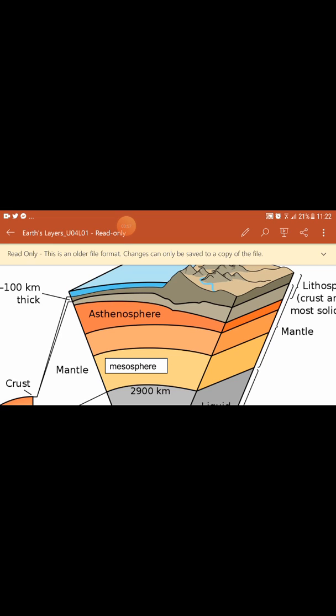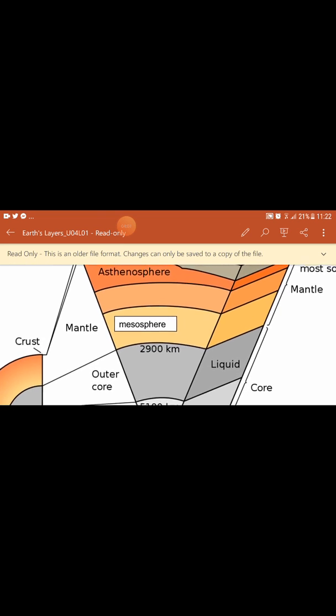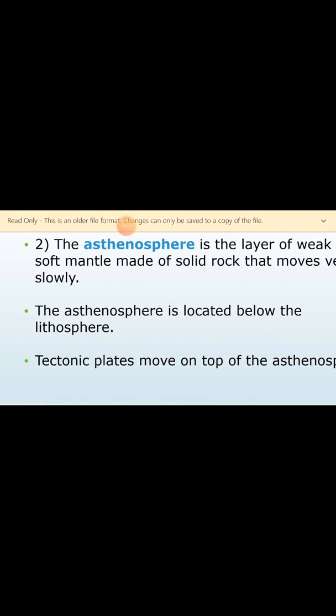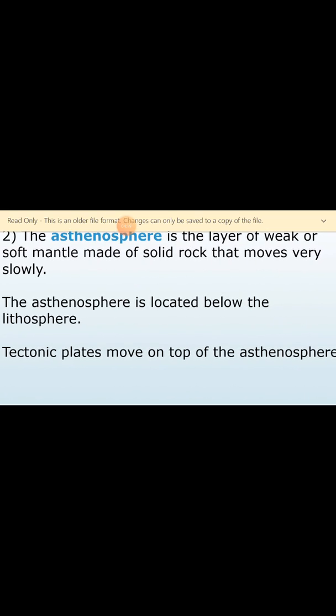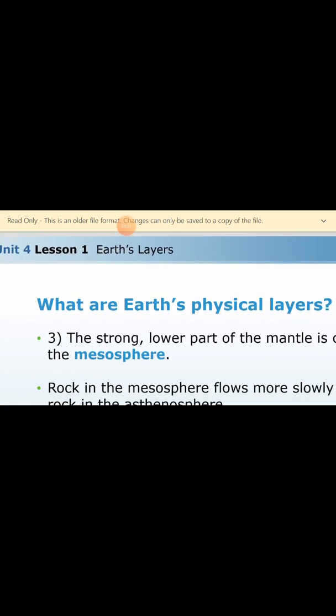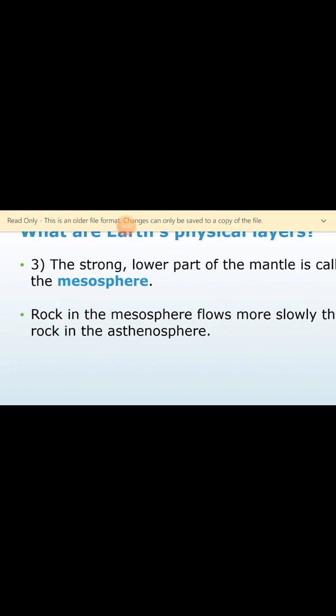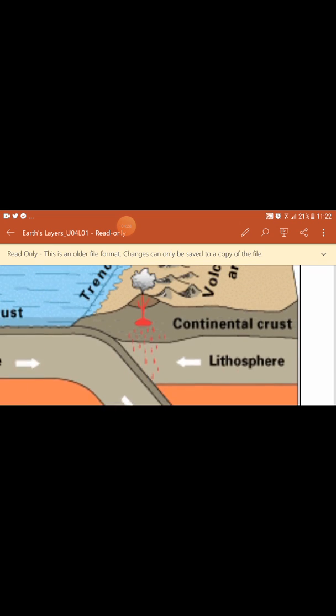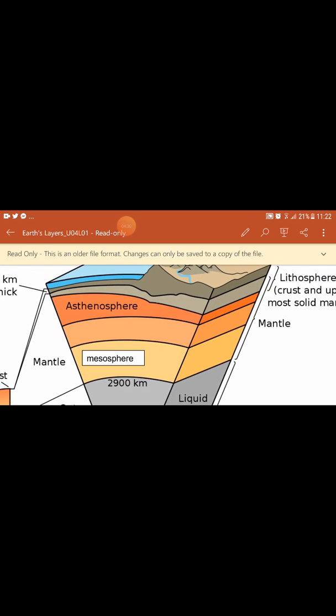This slow motion changes the earth over the years. The motion of the asthenosphere under the lithosphere causes many changes in the earth's shape. The asthenosphere is located below the lithosphere. Tectonic plates move on the top of the asthenosphere. Then the strong lower part of the mantle is called the mesosphere. This is the last part of the mantle here.